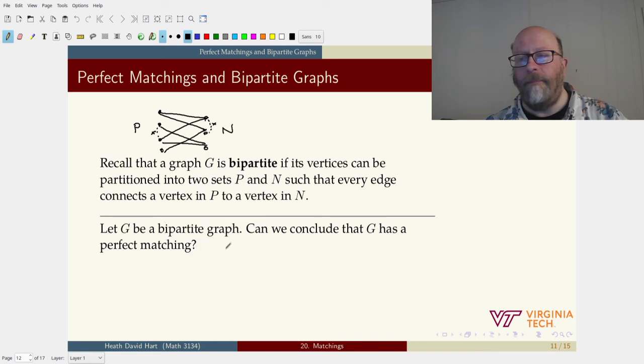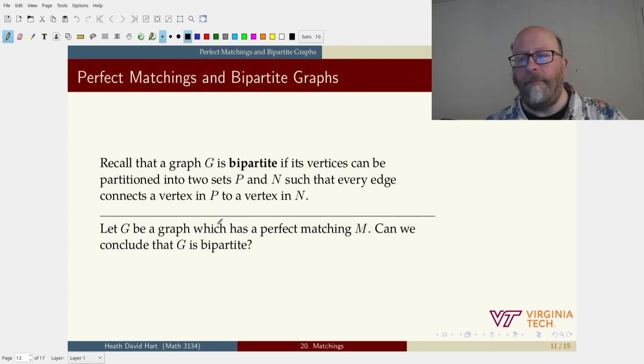If we have a bipartite graph, can we conclude that G has a perfect matching? Well, the answer to this question is no. And this is an example. We have an odd number of vertices because I drew only 5 vertices. So we may not have a perfect matching because we might not have an even number. What if we have a perfect matching and we conclude that the graph is bipartite? That's a trickier question. I'll leave it.